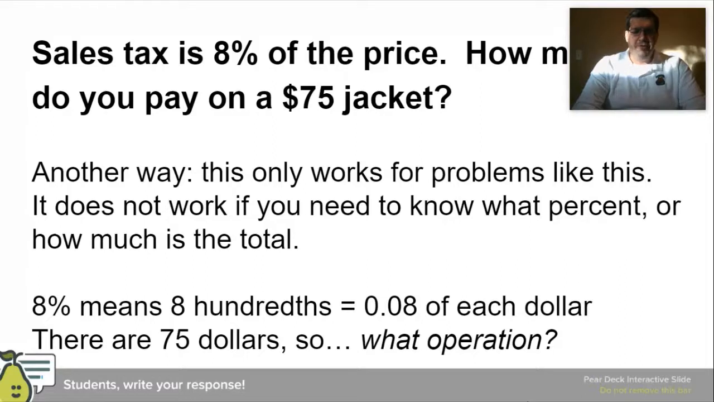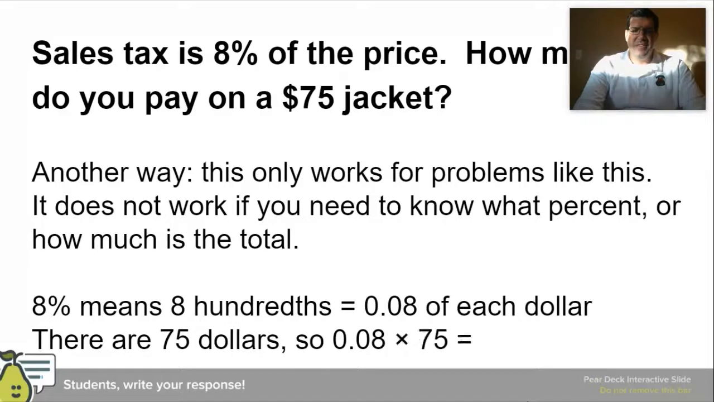8% means 8 hundredths. 8 hundredths of each dollar. 8 cents for each dollar, because pennies, cents means hundredths. So if there are $75, I know what part of each dollar I want, and I know how many dollars there are. Think about what math operation I'm describing. Pause and restart when you're ready. When I have each and a total, what math operation is that?